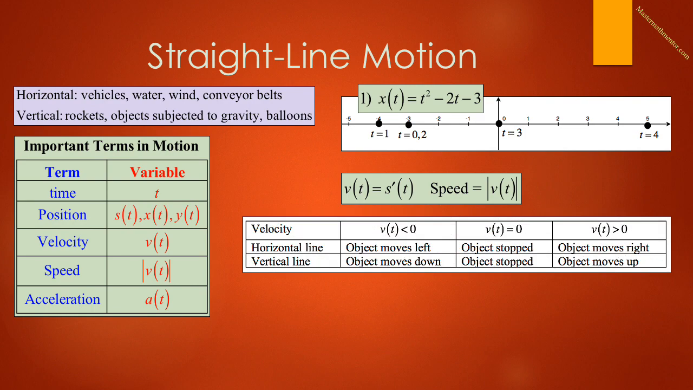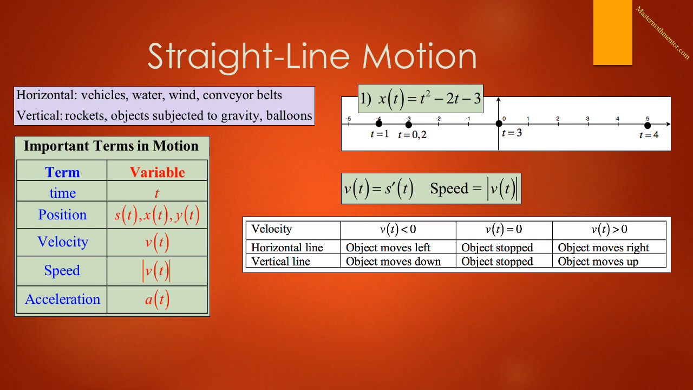We define the sign of velocity in the following way. If our object is moving along a horizontal line, v of t negative means that the object is moving left. V of t equal to 0 means that the object is stopped. V of t positive means that the object is moving right. If our object is moving along a vertical line, v of t negative means that the object is moving down. V of t equal to 0 again means that the object is stopped, and v of t positive means that the object is moving up.